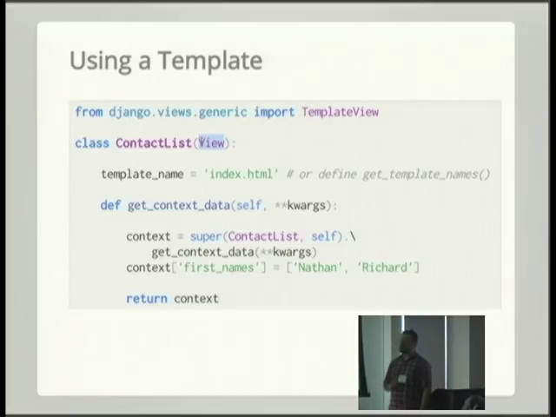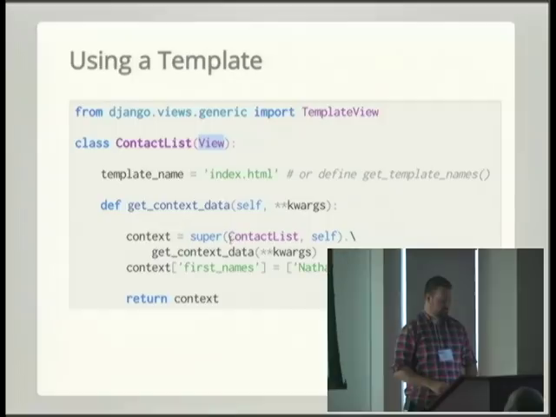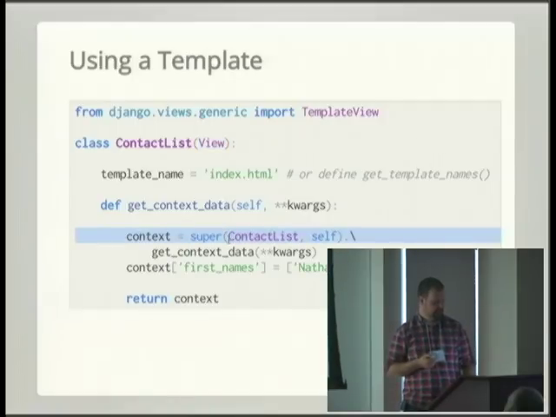But this is one of the really common idioms where you have get context data, and you're just providing the things that are specific for your contact list. Your template might also need things like the current user or the request to be rendered. You're just doing what's needed for this particular view. And we're going to talk about why this is important in a second.